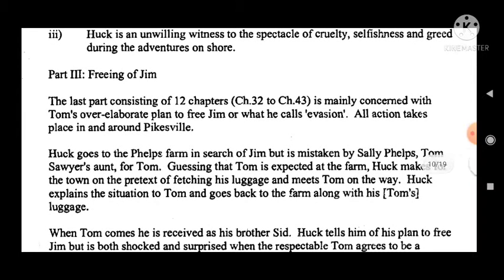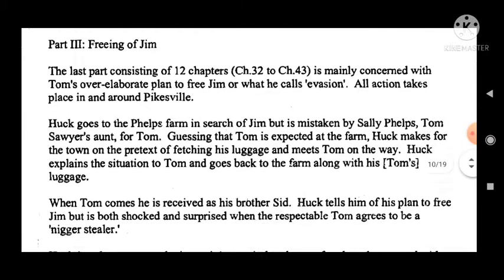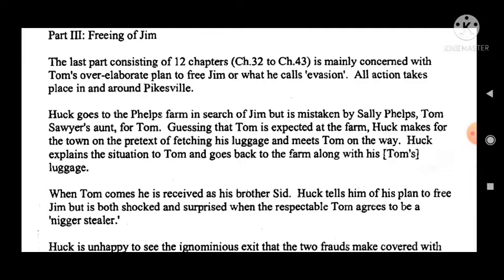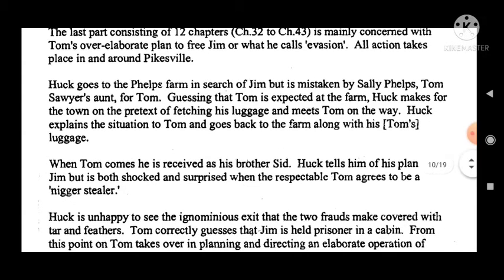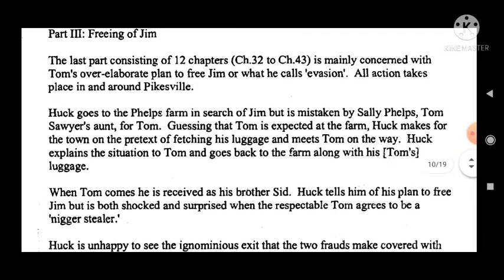Then we come to part 3, Freeing of Jim. The last part, consisting of 12 chapters, chapter 32 to chapter 43, is mainly concerned with Tom's over-elaborate plan to free Jim, or what he calls evasion. All action takes place in and around Pikesville.